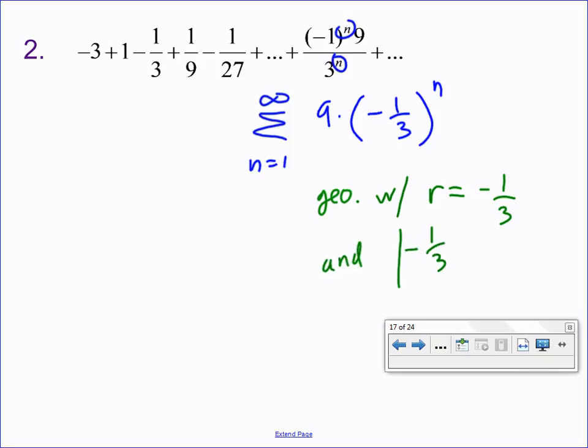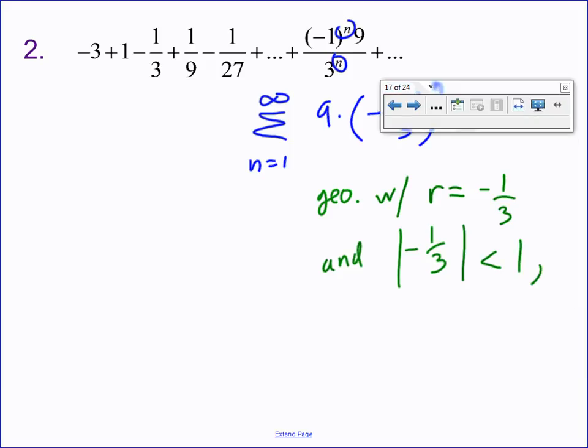And the magnitude of -1/3 is less than 1, so it converges. So we didn't have to do a long, lengthy test. This converges, geometric with the magnitude of r less than 1. That's easy.